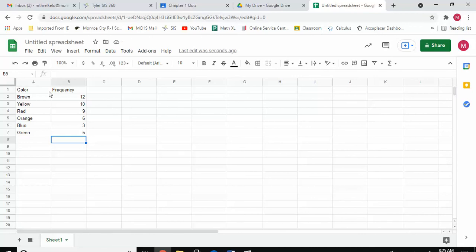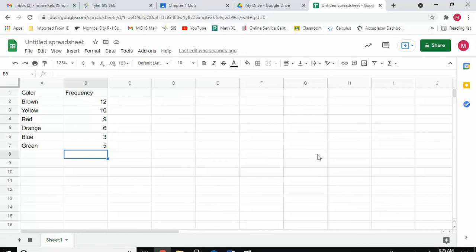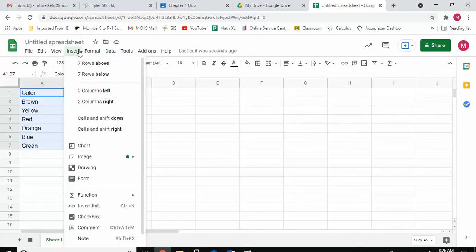Have you used Sheets to make graphs before? So a lot of you have, so this may not be anything new. I wanted to go over it just in case you haven't seen that. Once you get all of your data entered, you can just highlight it. And then you should be able to go to Insert, Chart.